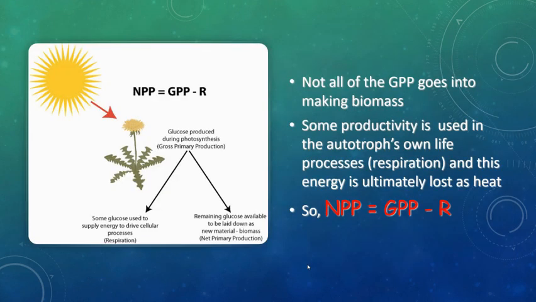So this is how the equation looks. The net primary productivity is equal to the gross primary productivity minus respiration energy. So plants need glucose to drive their own internal processes, and that is not available to the next trophic level. You definitely need to know this equation.